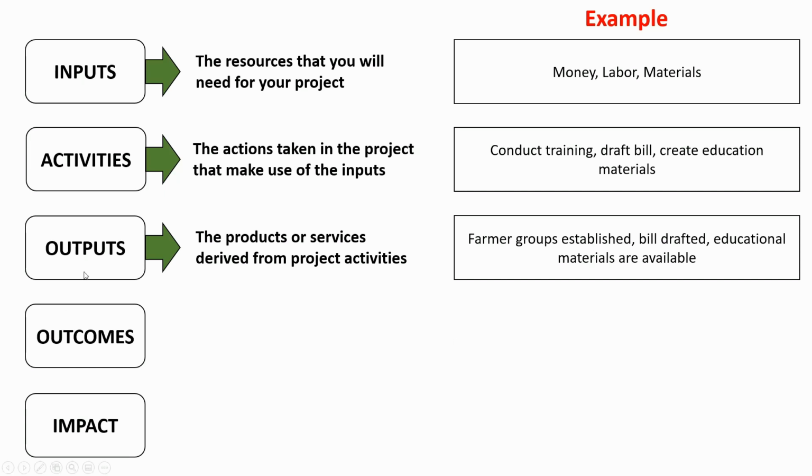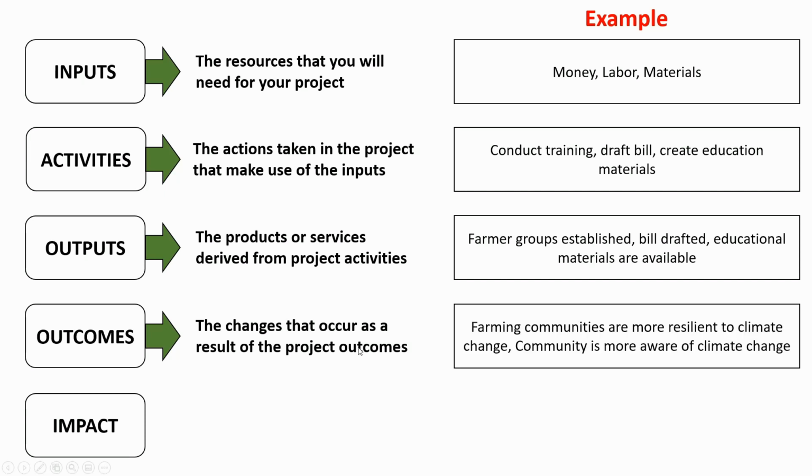Now then, if we develop these goods and services, then we will have outcomes. These are the changes that occur as a result of the project outputs. So, for example, farming communities are more resilient to climate change, or the community is more aware of climate change. See, these are changes. These are not goods and services that have been produced.